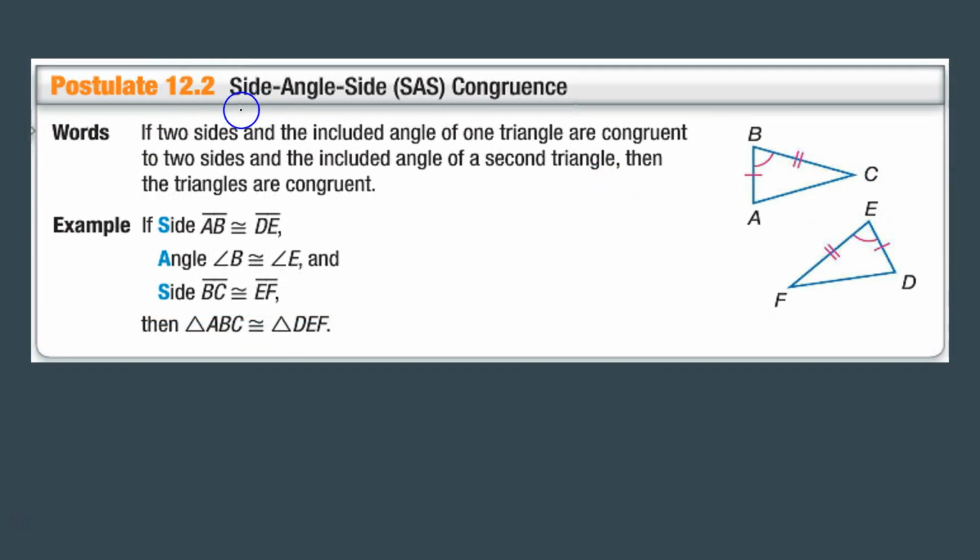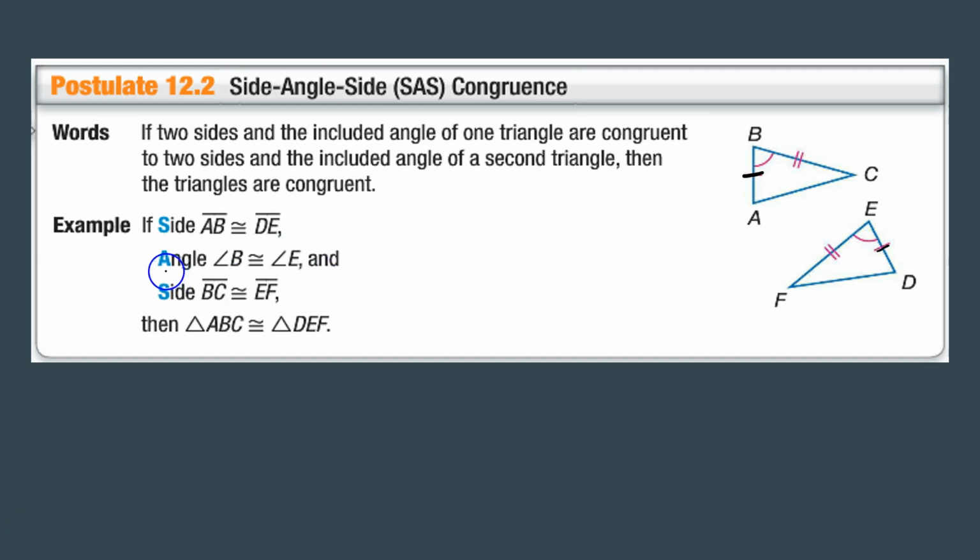Alright, so next we have postulate 12.2. That's not important. What is important is that it's the side-angle-side congruence, also known as SAS. This is when if two sides and the included angle of one triangle are congruent to two sides and the included angle of a second triangle, then the triangles are congruent. So let's look at this. We're talking about side AB, which must be congruent to side DE. Notice they both have one little tick mark here.